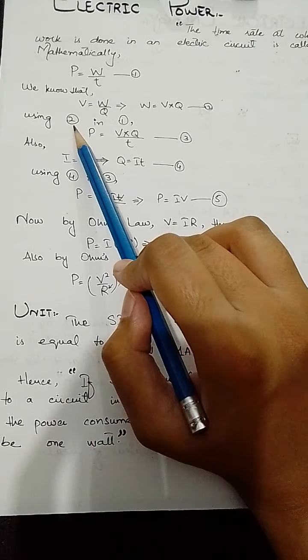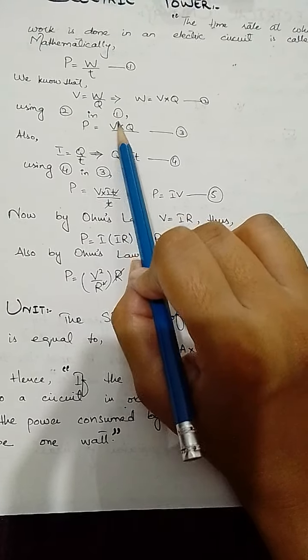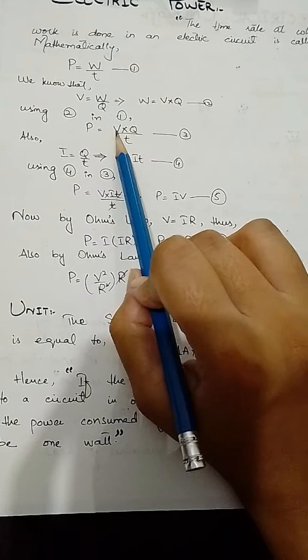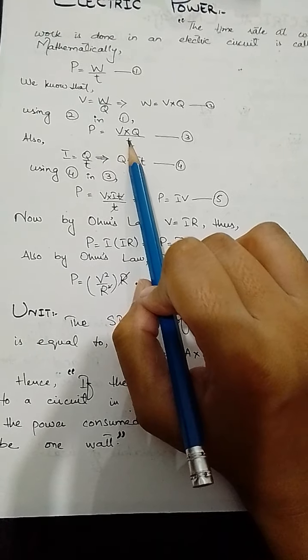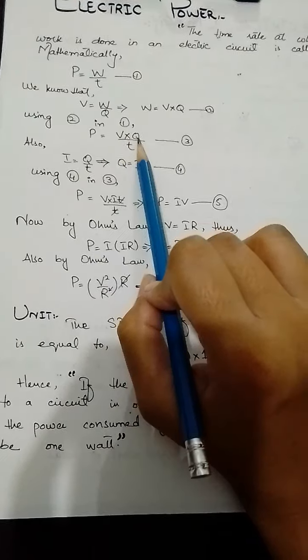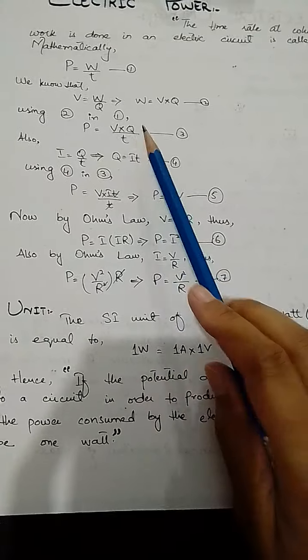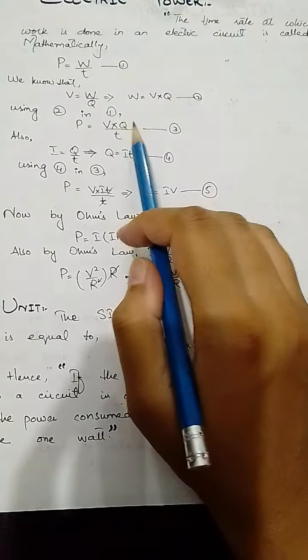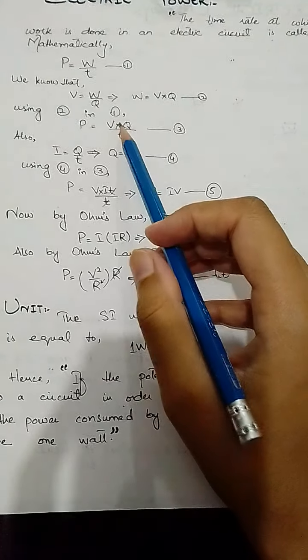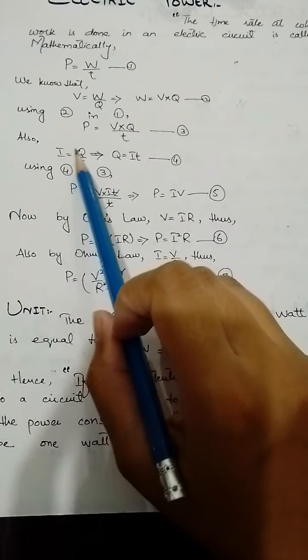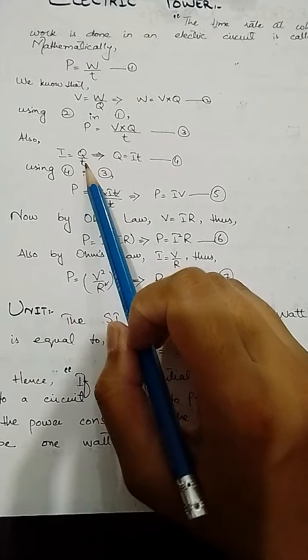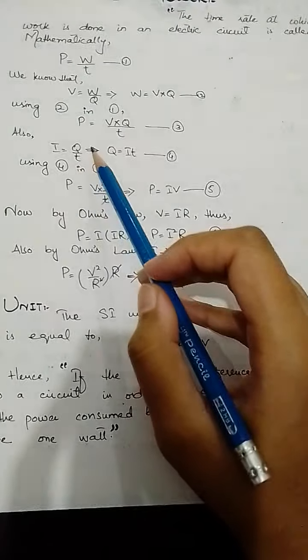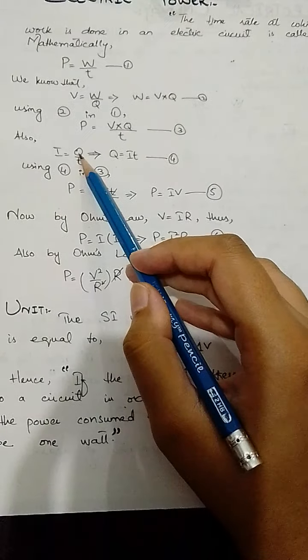So using equation number 2 in equation number 1 we get P equals V into Q divided by T, where V into Q is the value for the work done. Okay, now solving it further. I equals Q by T. This is the definition of electric current. And we have to find the value of Q.